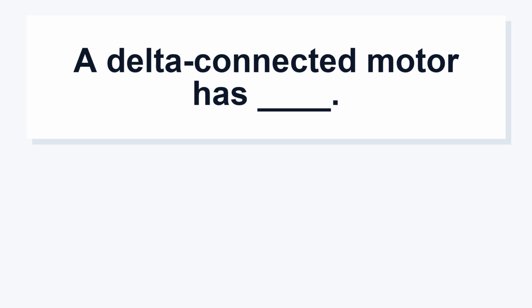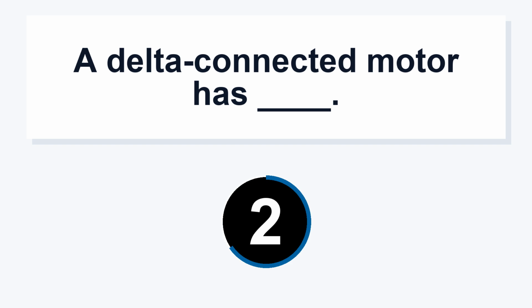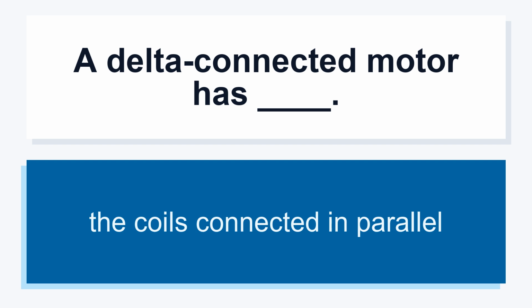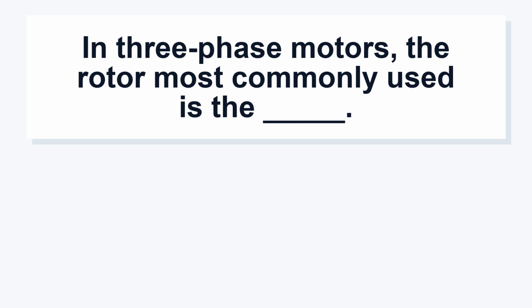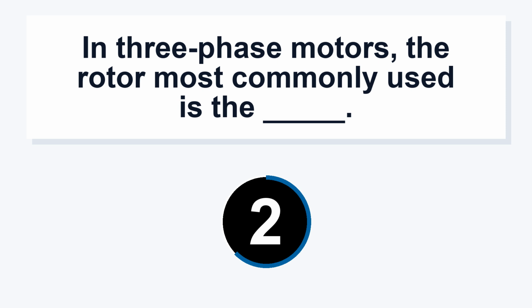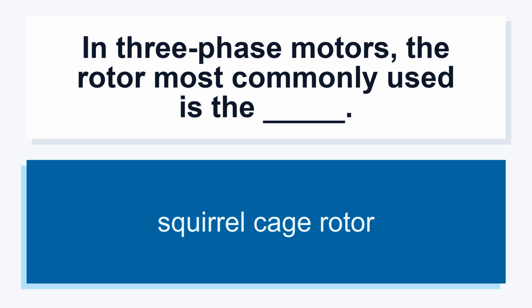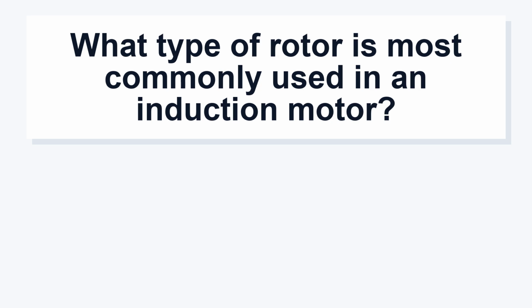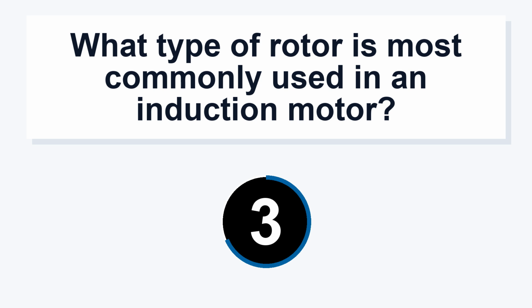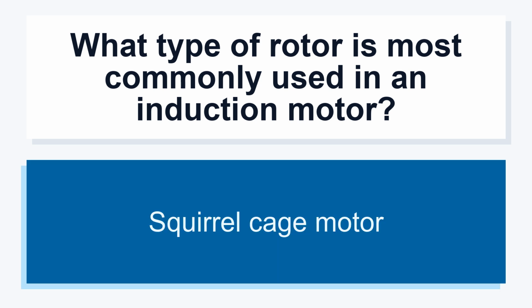A delta-connected motor has ___________. The coils connected in parallel. In three-phase motors, the rotor most commonly used is the ___________. Squirrel cage rotor. What type of rotor is most commonly used in an induction motor? Squirrel cage motor.